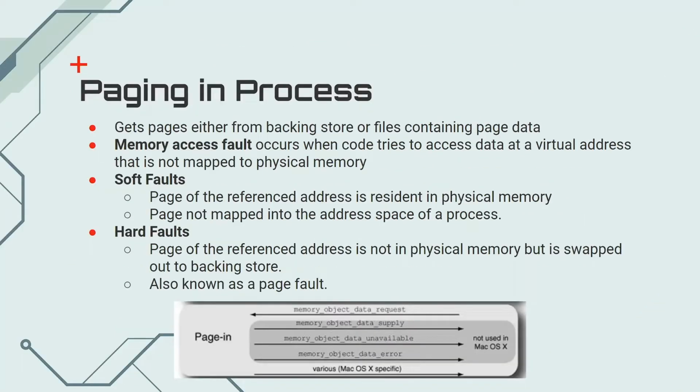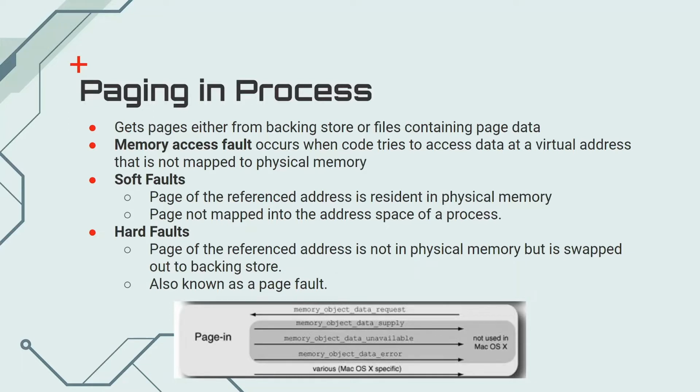The final phase of macOS's memory management scheme is about moving pages into physical memory. A memory access fault initiates the paging process. This fault occurs when the code tries to access data at a virtual address that is not mapped to physical memory. There are two kinds of faults.